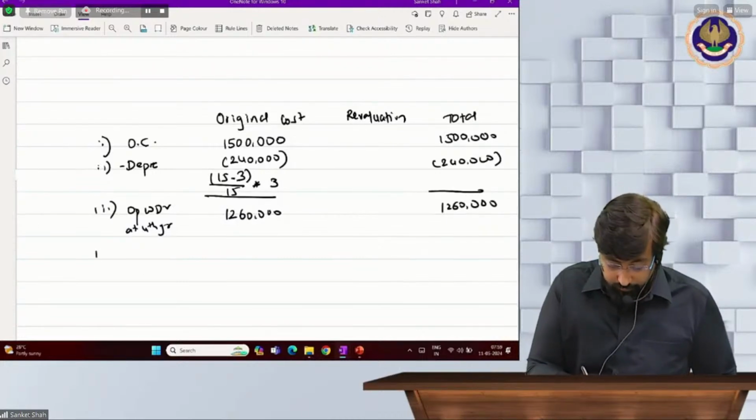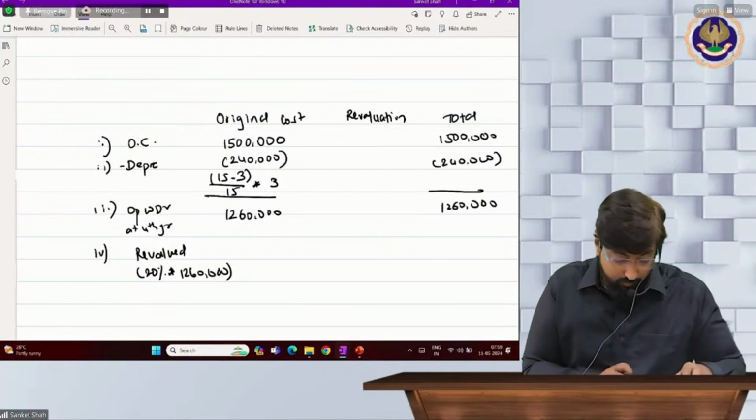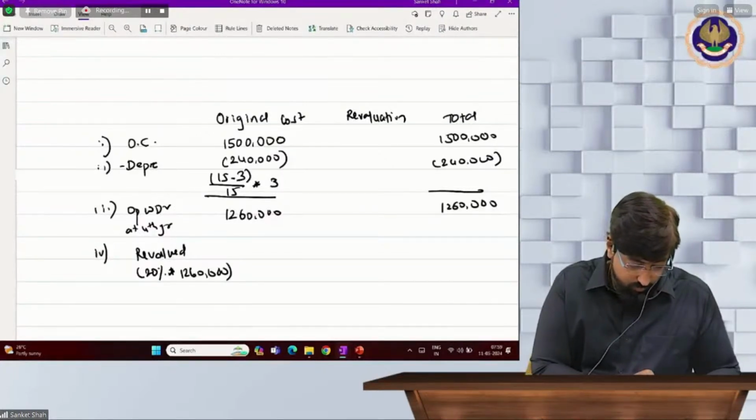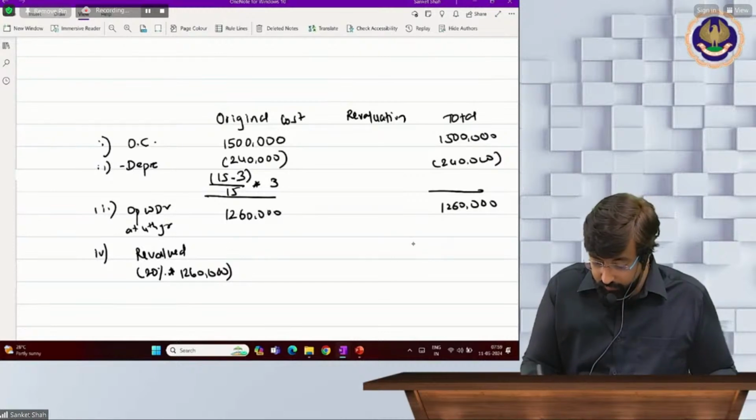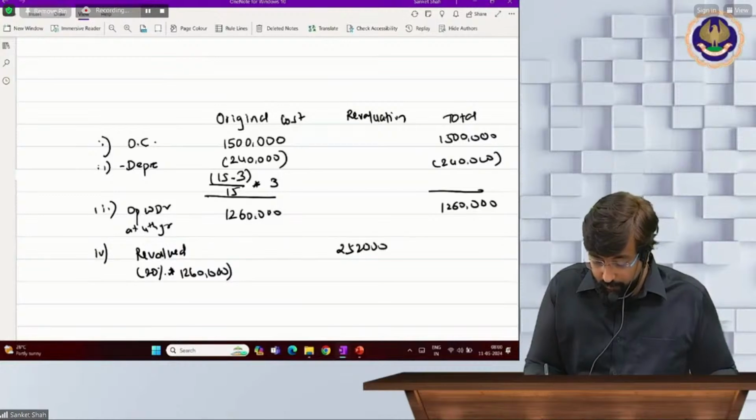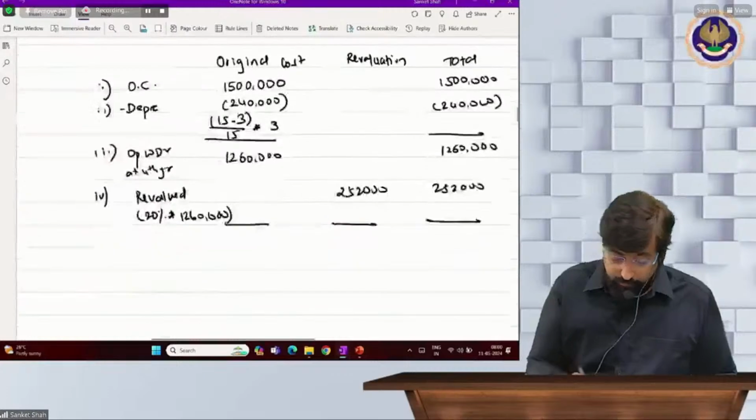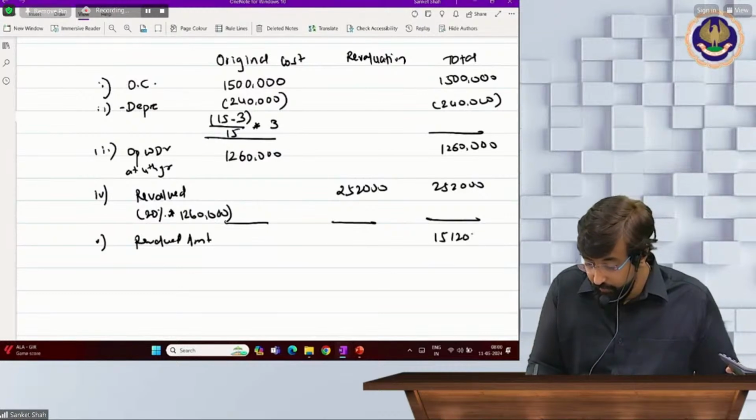Correct? Then you have revalued 20% into 12 lakh 60,000. 2 lakh 52,000. Now you have two separate items. One is the revalued amount, 15 lakh 12,000.